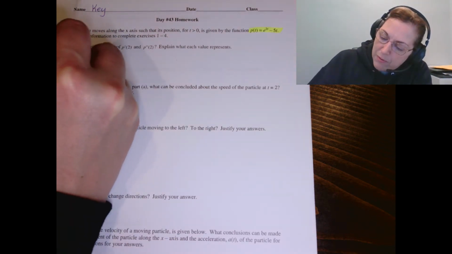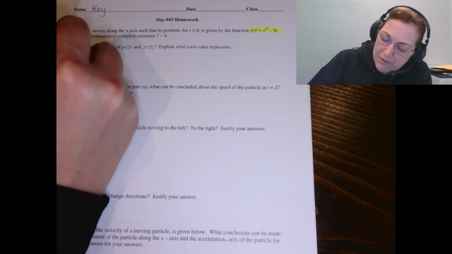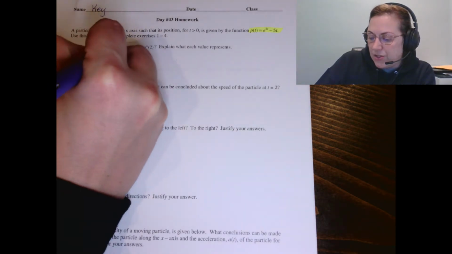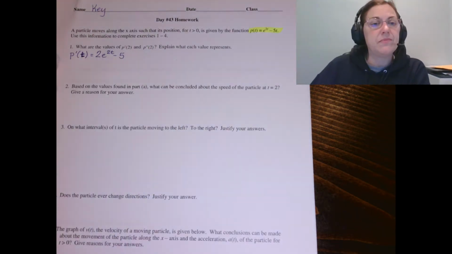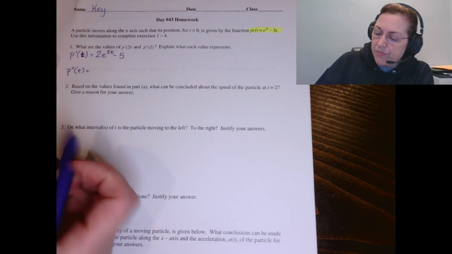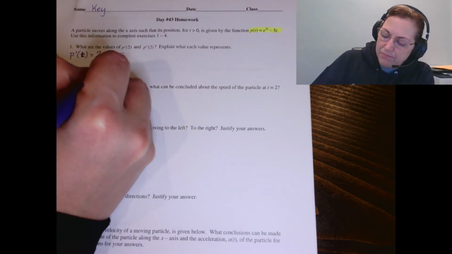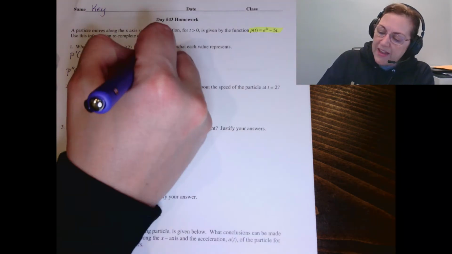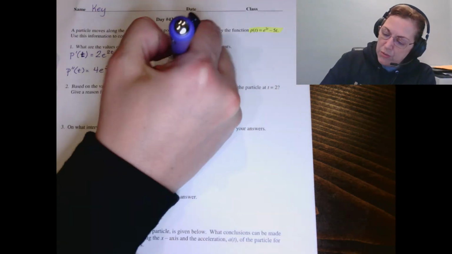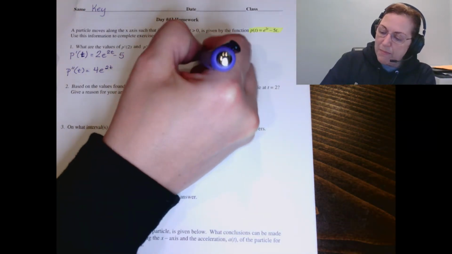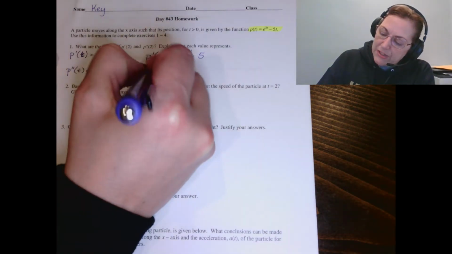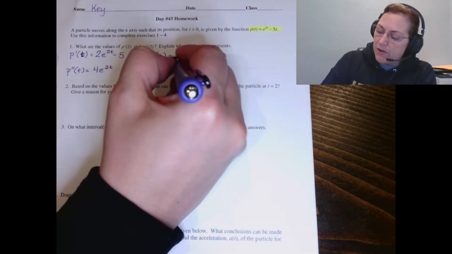So let's go ahead and find p prime of t first. We'll need to use chain rule. That's 2e to the 2t minus 5. And just for simplicity, let's go ahead and find the second derivative. That'll be 4e to the 2t. Now, if we want to find that at 2, then p prime at 2 would be 2e to the 4th minus 5. And p double prime at 2 would be 4e to the 4th.